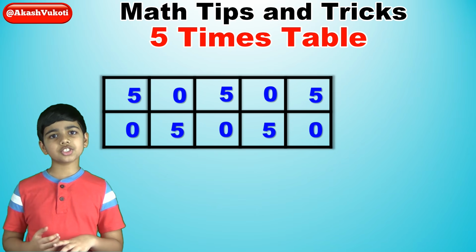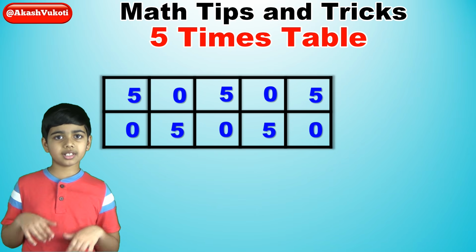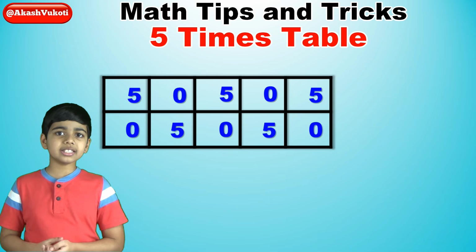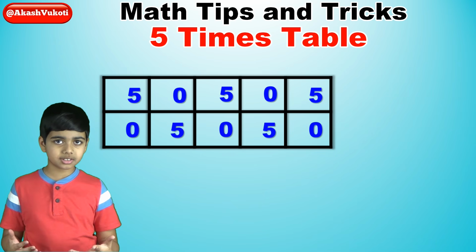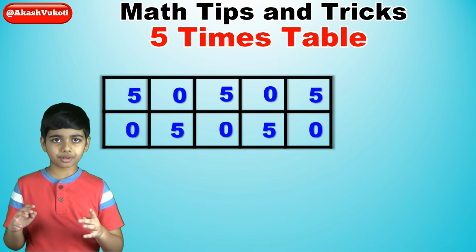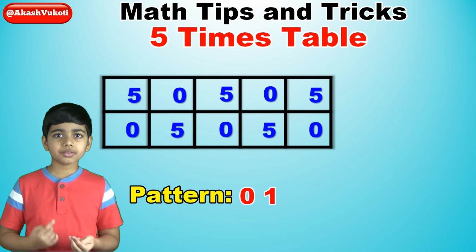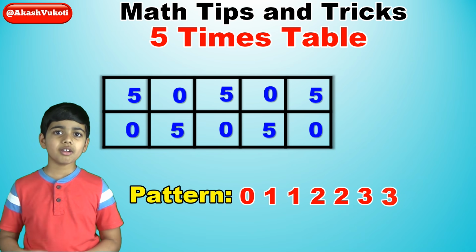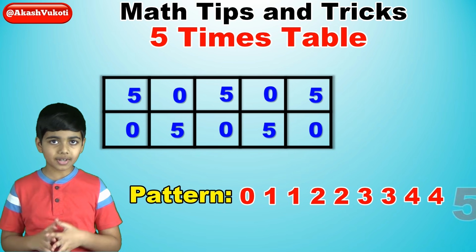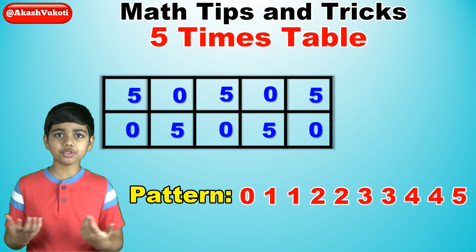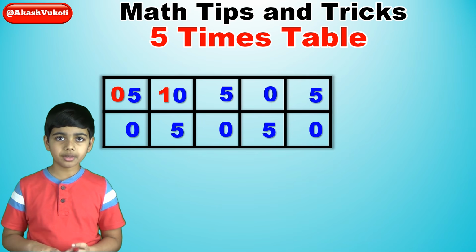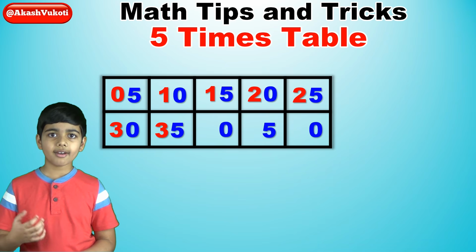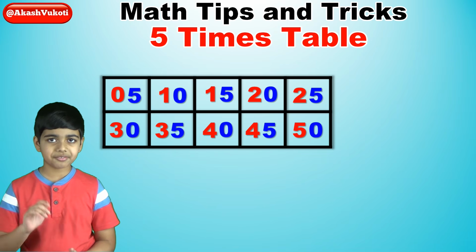For the tens digits, you write a 0 and then each number from 1 to 4 twice, and then finally the number 5 in the boxes. So this is the pattern. 0, 1, 1, 2, 2, 3, 3, 4, 4, 5. And so, let's do that. 0, 1, 1, 2, 2, 3, 3, 4, 4, 5.